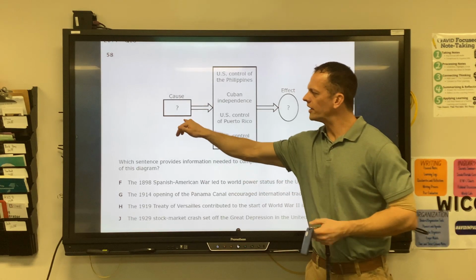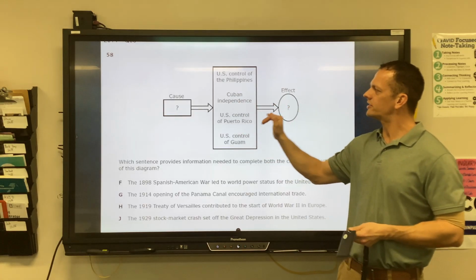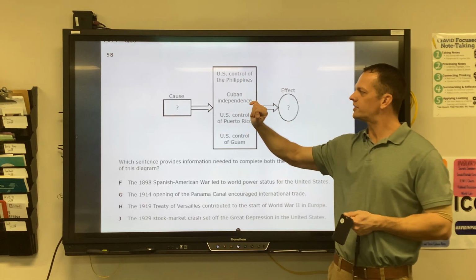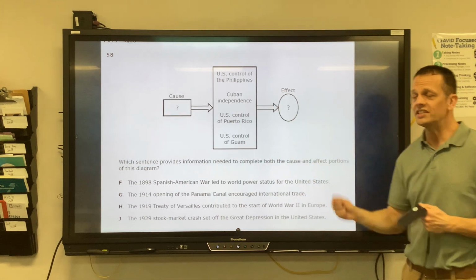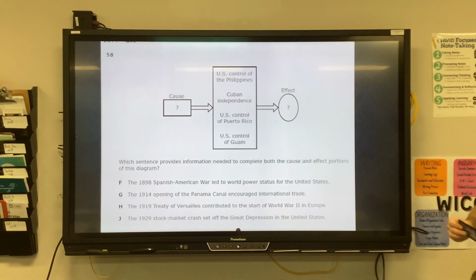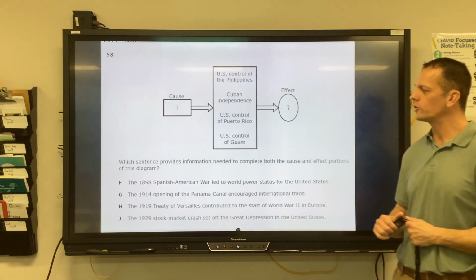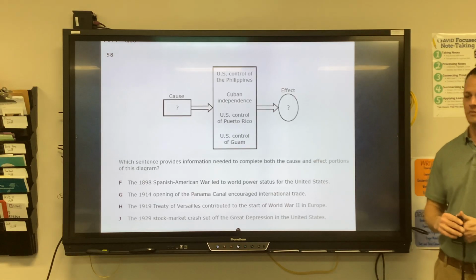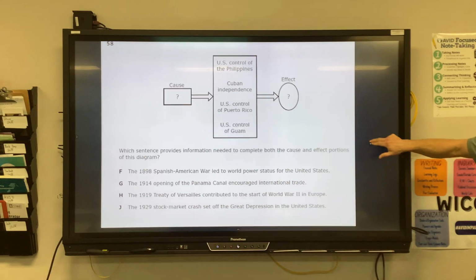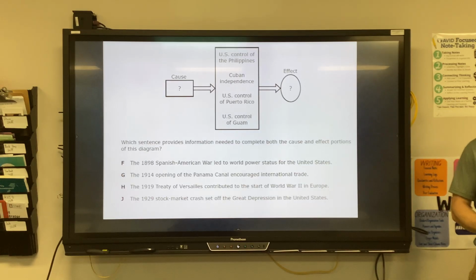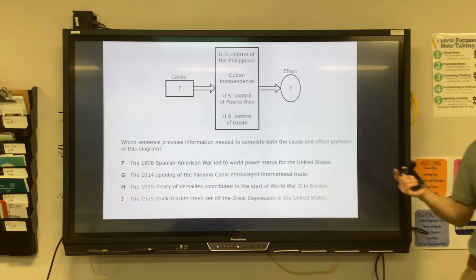But you can see what's the cause, and then what's the effect, and in between is U.S. control of the Philippines, Cuban independence, U.S. control of Puerto Rico, U.S. control of Guam. It says, which sentence provides information needed to complete both the cause and effect portions of this diagram? It's pretty easy. All right, answer is A, right?